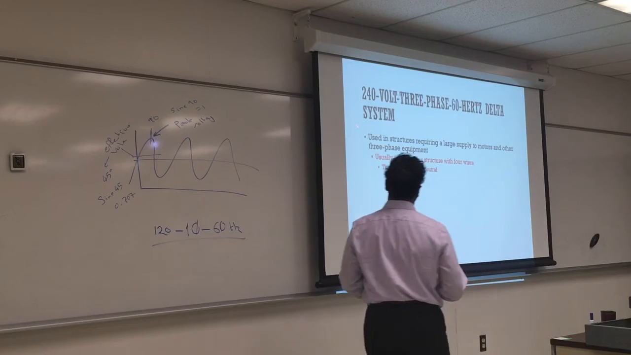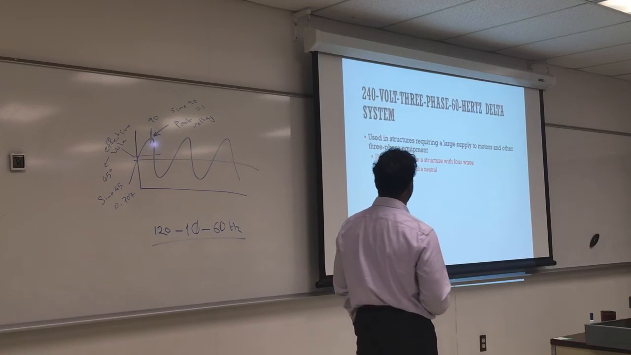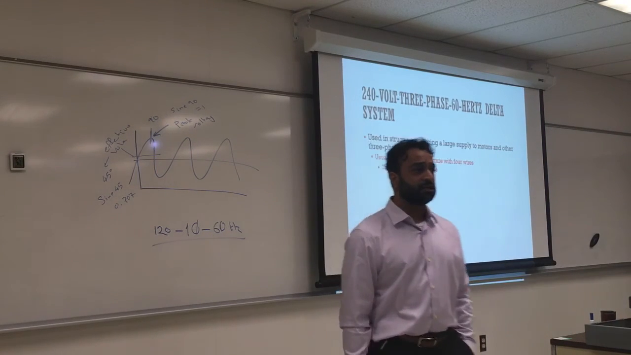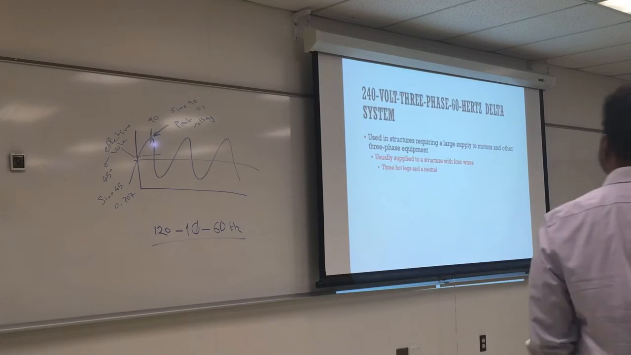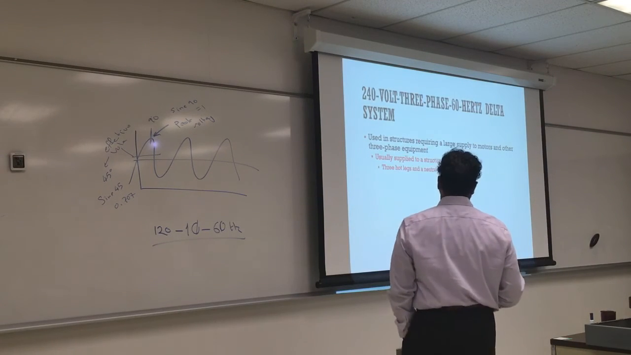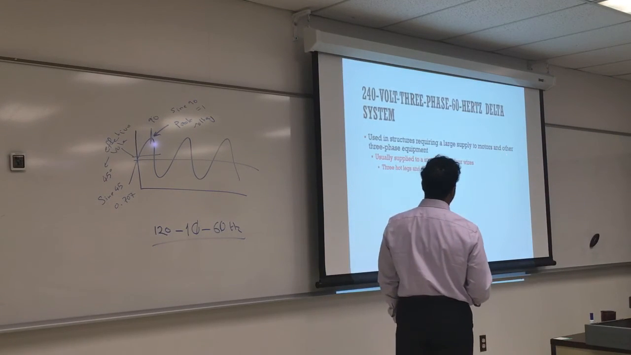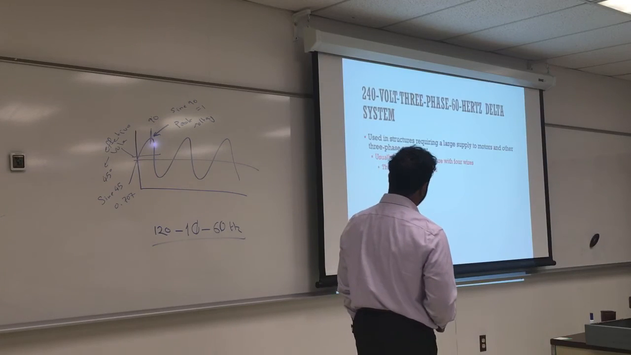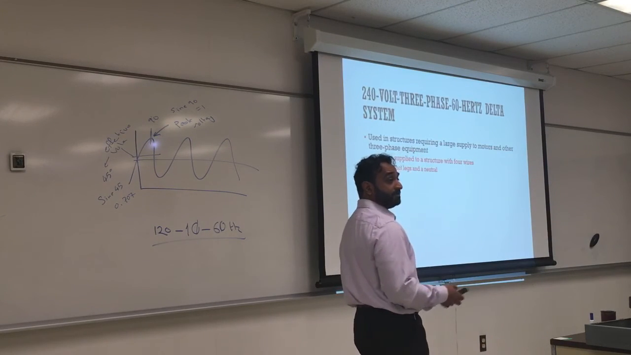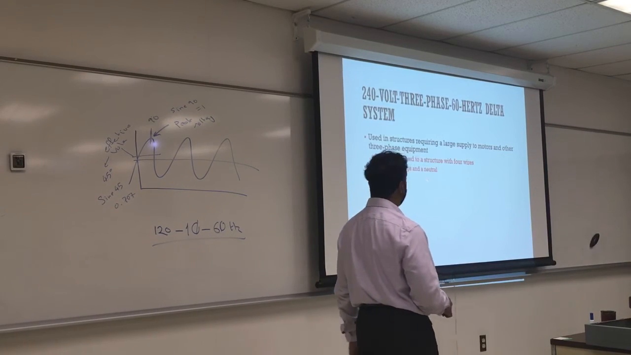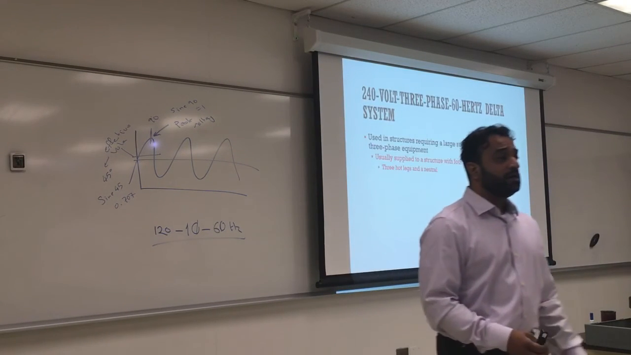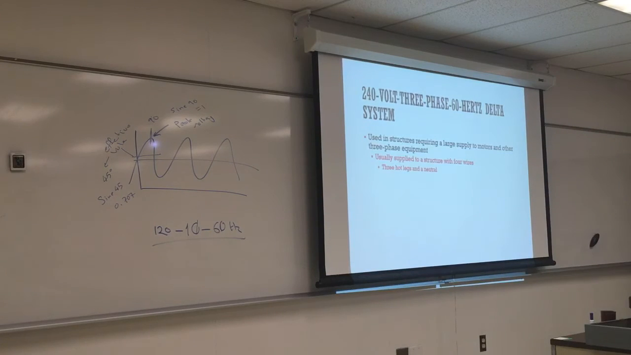240 three-phase: yes, we can get 240 three-phase 60 Hz delta system. It's called a delta system because it looks like a triangle. So from a three-phase line, you can have a lot of variety, used in structures requiring a large supply for motors and other three-phase equipment. Four wires, so we have three hot legs and a neutral. I'll show you what it looks like.